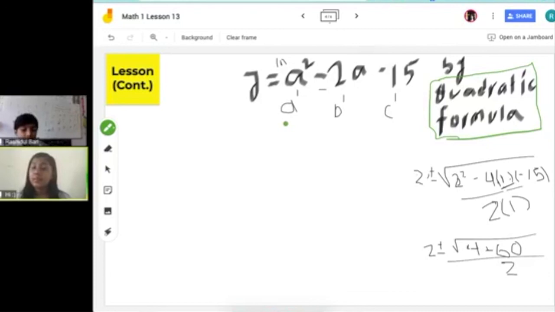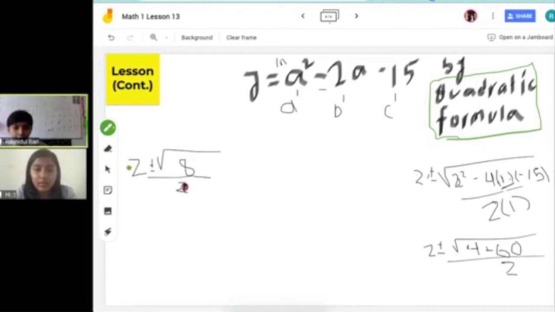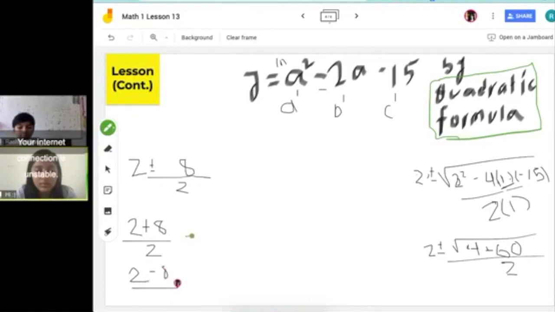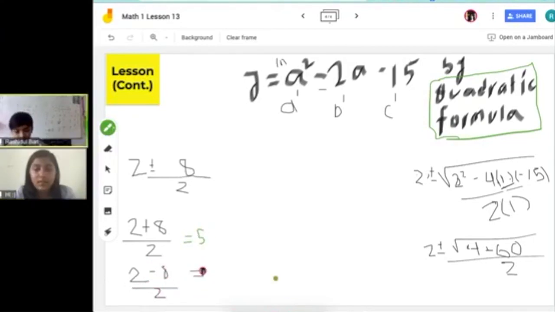Now, we need to find the perfect square for 64. Since 8 times 8 is 64, 8 is the square root of 64. So negative 2 plus or minus 8 over 2. Negative 2 plus 8 is 6, 6 divided by 2 is 3. Negative 2 minus 8 is negative 10, divided by 2 is negative 5. Just like the value we got for the factors.